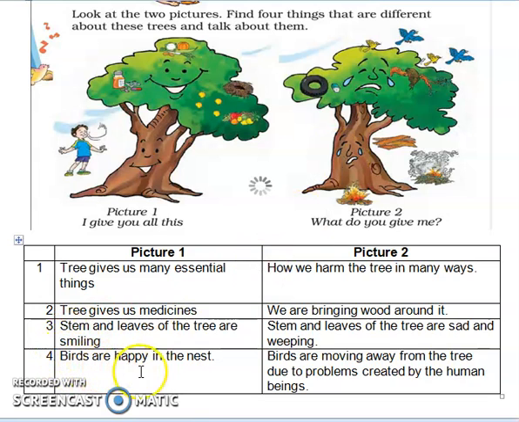Last one, birds are happy in the nest. If you can see, birds are happy, they have made their nest. If the bird is happy, then only the bird will make a nest. So in picture 1, birds are happy in their nest. But in picture 2, birds are moving away from trees due to problems created by human beings. Here birds are going, because if the bird is happy, they will make the nest, but if the birds are not happy, they are going away.